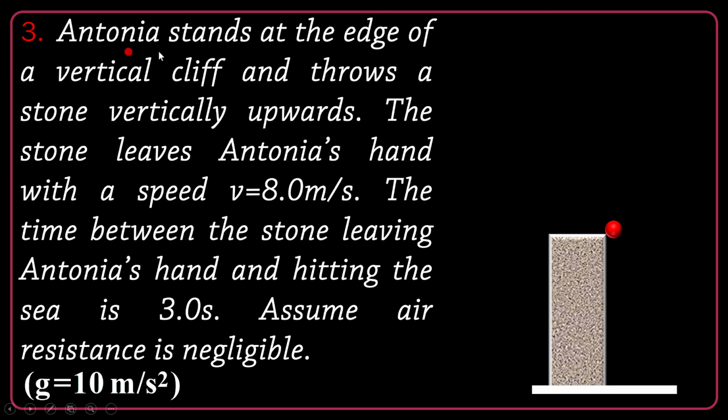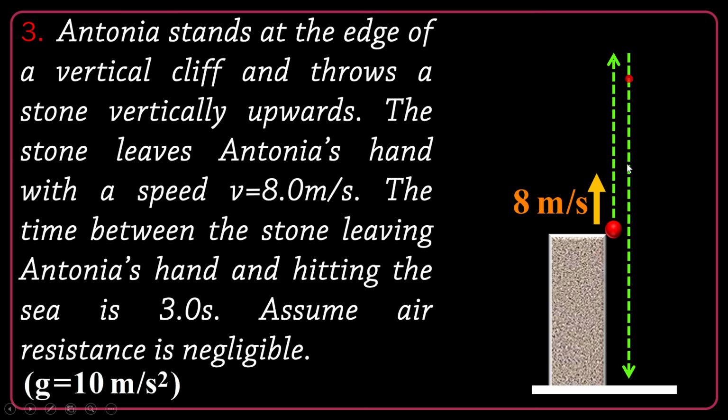Question 3. Antonio stands at the edge of a vertical cliff and throws a stone vertically upwards. The stone leaves Antonio's hand with a speed of 8 meters per second. Okay, so the initial velocity will be 8. The time between the stone leaving Antonio's hand and hitting the sea is 3 seconds. So the object goes up, reaches the peak point, comes back down, and touches the sea level in 3 seconds total. Assume air resistance is negligible. This is the ideal condition for free fall. g is given to be 10 meters per second squared.